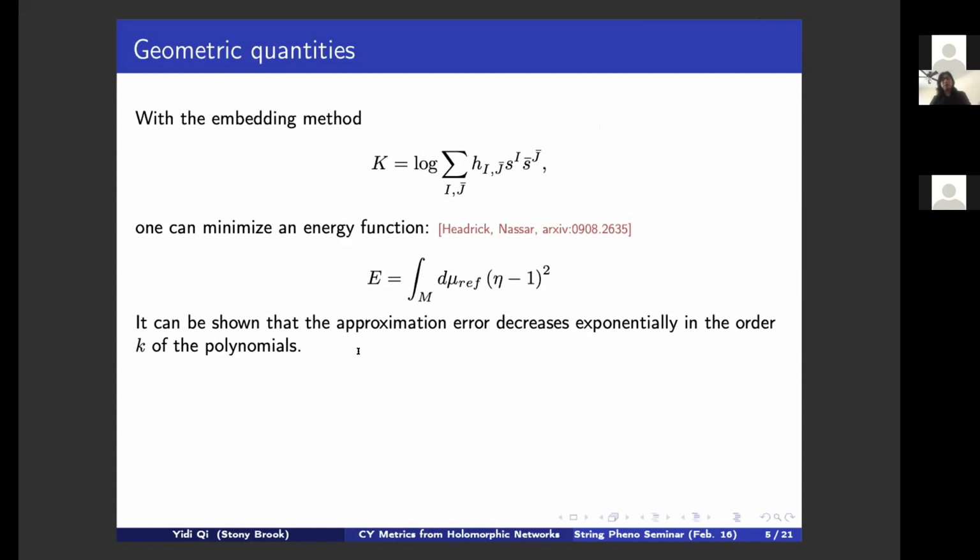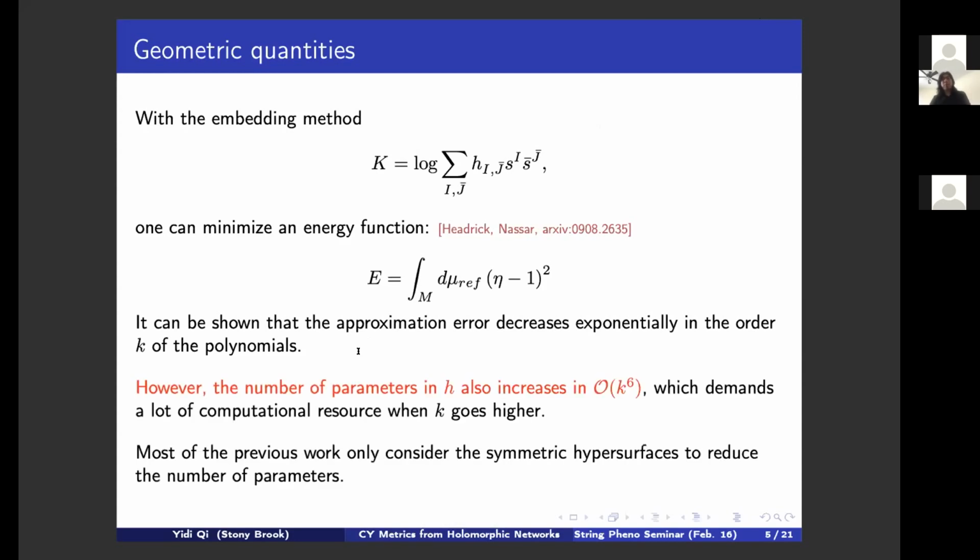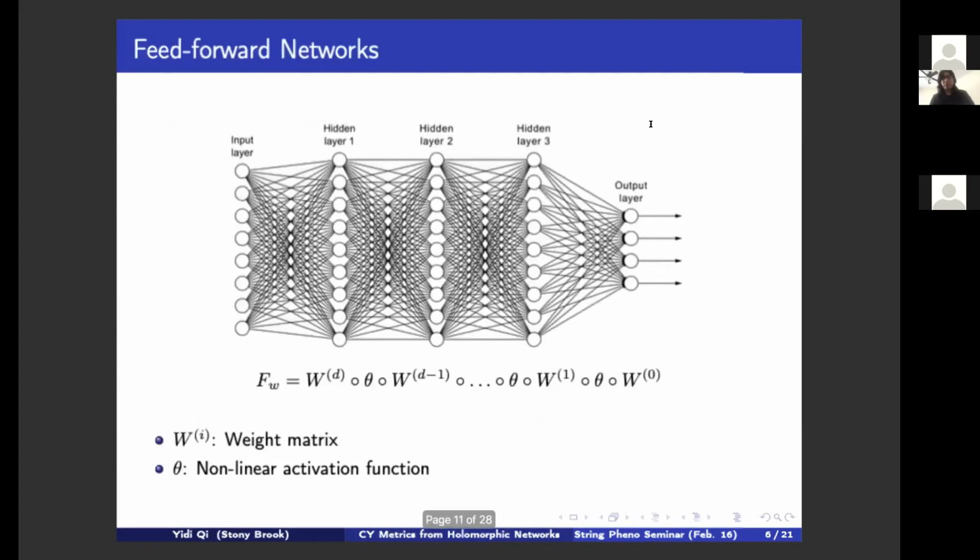However, although this works, the number of parameters also increases on the order of k to the power of 6. It demands a lot of computational resources, especially when k is over 14 or 15, and that becomes very hard to calculate. So most of the previous work only considers symmetric hypersurfaces, so that you can use the symmetry to reduce the number of parameters in H. Okay, so that's the basic idea of this embedding method.